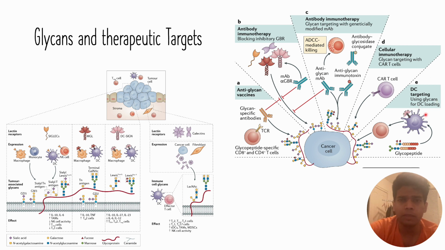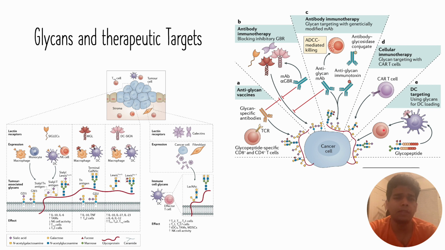The last one is about DC targeting using glycans, or DC loading. This kind of therapeutic approach is currently being studied in in vivo models, where the immune cells or the dendritic cells are activated by the glycopeptides that are expressed on the tumor cells. And these glycopeptides are artificially introduced into the in vivo models, so that dendritic cells become activated within a shorter period of time and can act directly against the cancer cells.